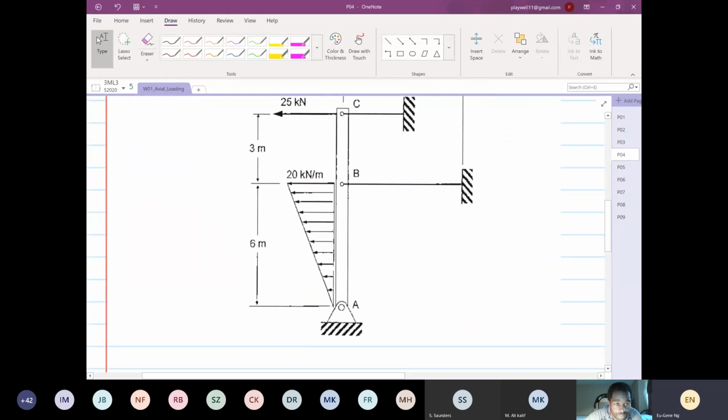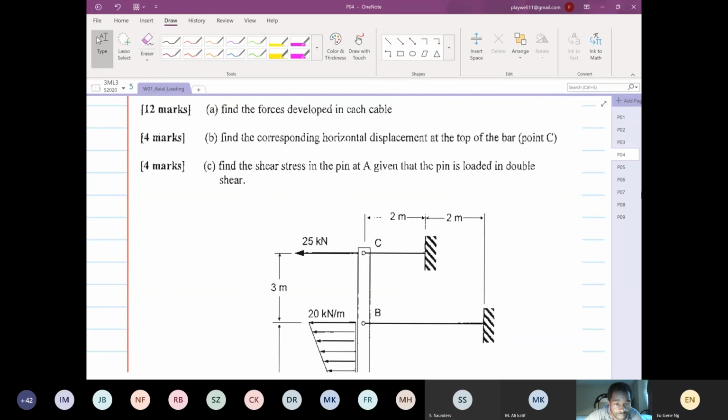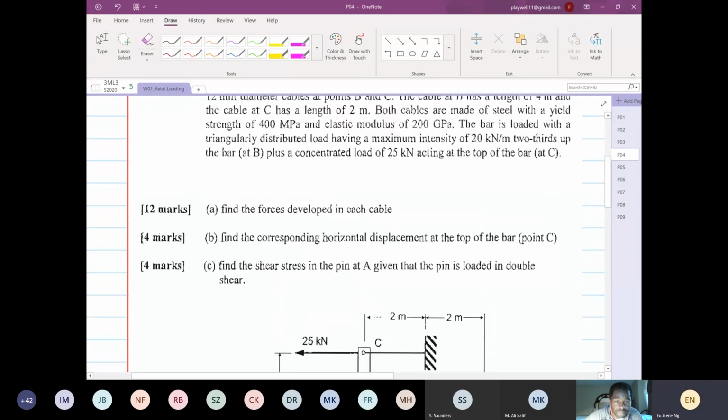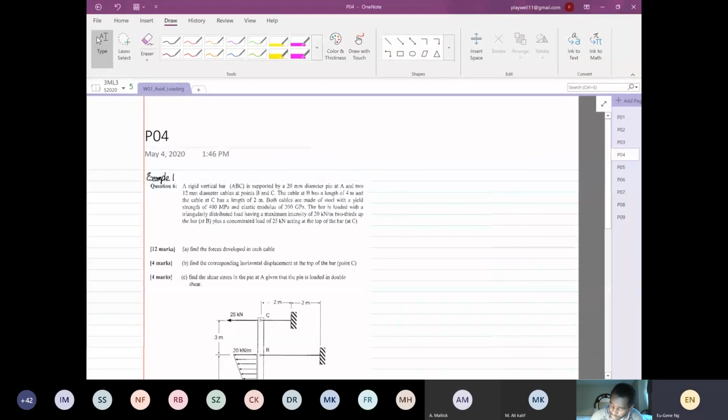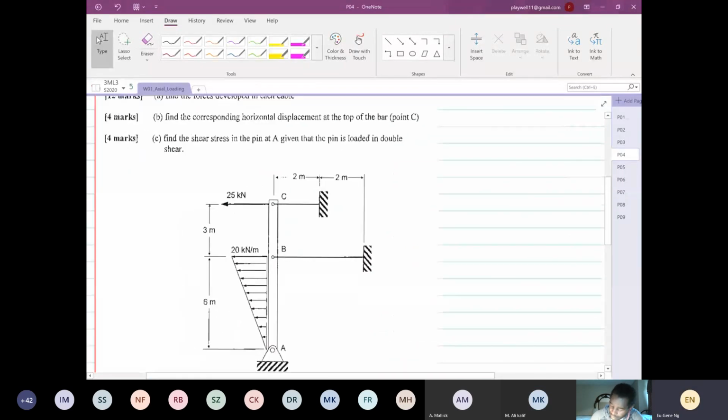So this is example number 1. I took this from a PO question. What you see is a structure here, a beam held vertically, ABC, and then you have a cable at point C. You have a cable at point B, preventing the member AC from rolling down this direction.